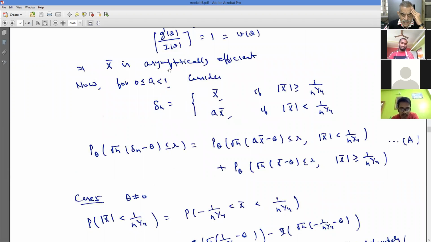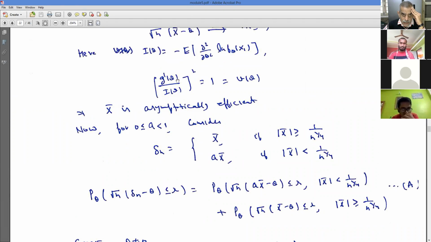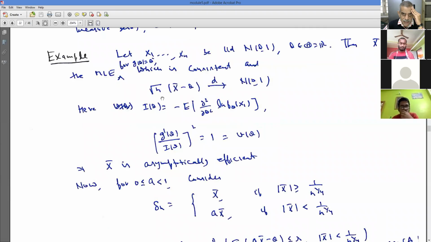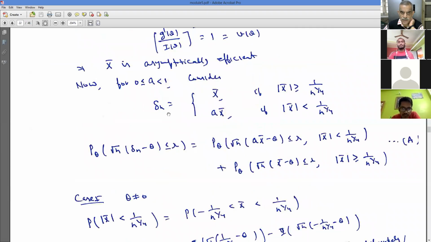What he says is, I'll show that there will be an estimator where root n times delta n minus theta goes to normal 0 v theta, but v theta may not be greater than or equal to this at some thetas. That is what I'm trying to show. So I'm looking at this example: delta n is x bar if mod of x bar is greater than or equal to 1 by n to the power 1 by 4, and a times x bar if mod x bar is less than that.